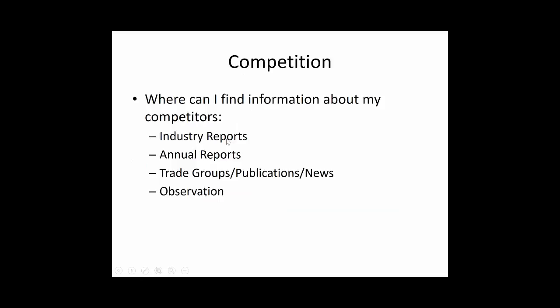So where can you find out information about your competitors? Well, obviously those industry reports might have this stuff. If you know who your competitors are and they're a publicly traded company, they're going to have an annual report and you can access that. You can look at trade groups, publications. You can Google them and see if they're in the news, find out more about them. It could just be basic observation, things you've observed about them. So these are all things that you are going to want to research for your business plan.